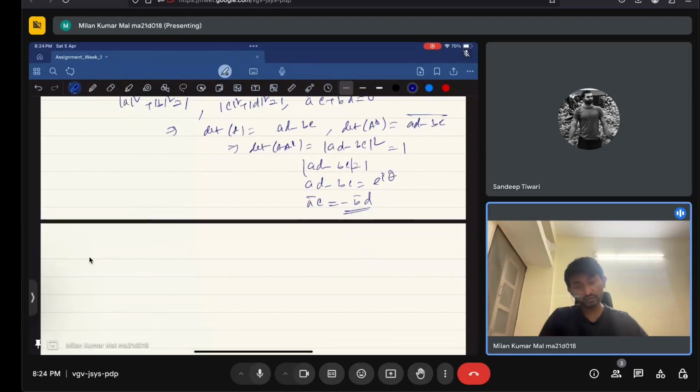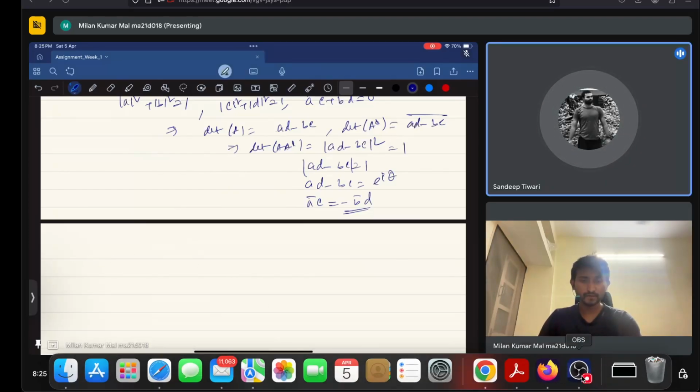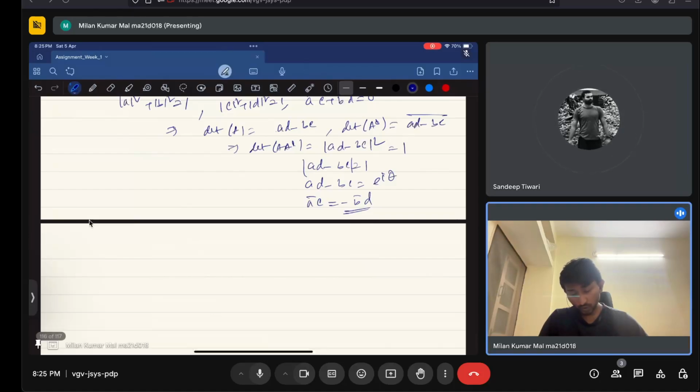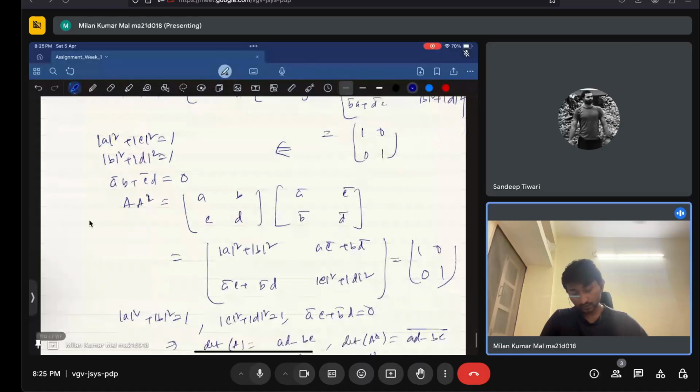Either A is non-zero or D is non-zero, at least one of them. I think both of them are non-zero? This is a unitary matrix. No, I can't say both are non-zero. Because modulus A square plus modulus B square is one. So therefore at least one of them is non-zero.